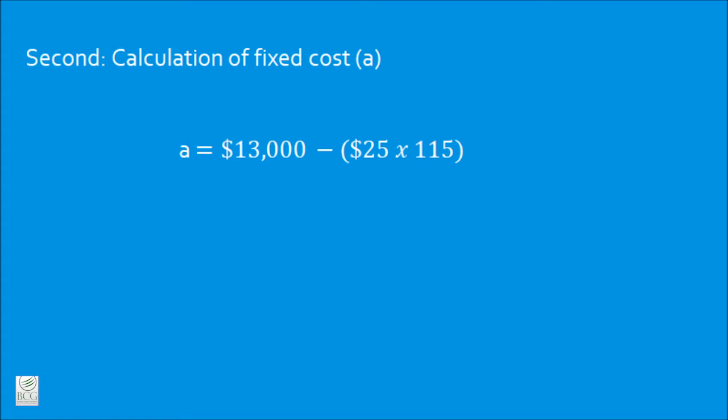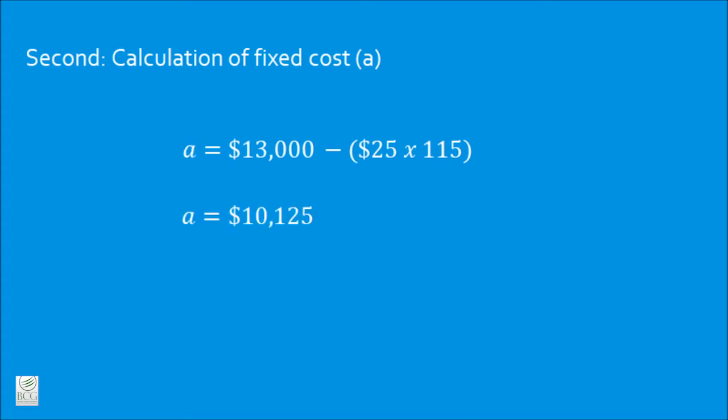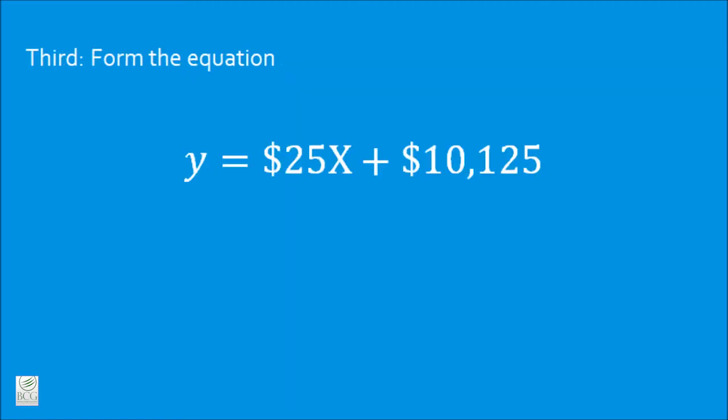So second is the calculation of fixed cost. As we discussed earlier, the fixed cost, or the constant, is calculated as the total cost at the lowest x value minus the variable rate that we have calculated times the lowest x value. We get the difference, and we'll get a fixed cost of $10,125.